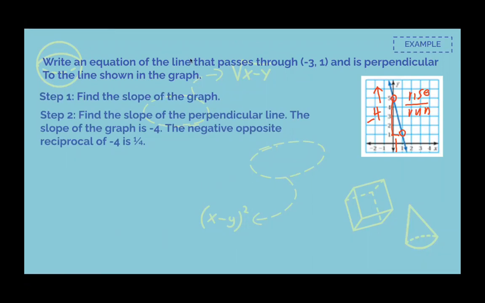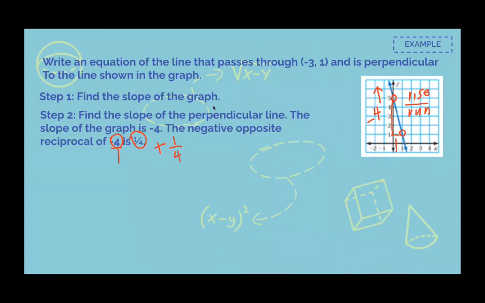However, recall that we're doing it for a perpendicular line. So to find the slope of the new line, you're going to have to make the -4 into a negative opposite reciprocal, meaning that you change the sign from negative to positive and flip 4, which is just 4 over 1, into 1 over 4. And this is going to be the slope of your equation.